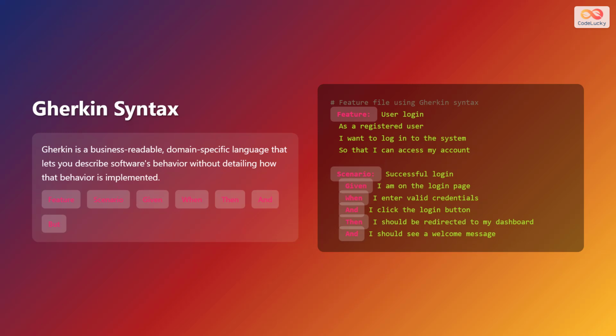Here's an example of a feature file using Gherkin syntax. Feature: user login. As a registered user, I want to log into the system so that I can access my account. Scenario: successful login. Given I am on the login page. When I enter valid credentials and I click the login button, then I should be redirected to my dashboard and I should see a welcome message.